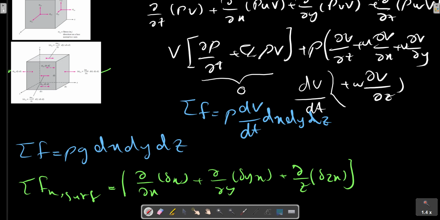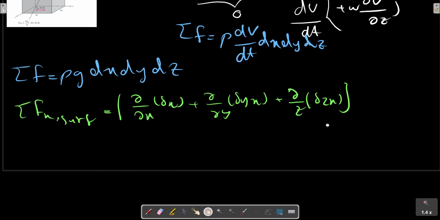We have various forces: four elements for the shear stresses, and two elements for the normal stresses, and the summation of the forces is this expression. In each direction we have the same relation for the forces due to the shear and normal stresses.